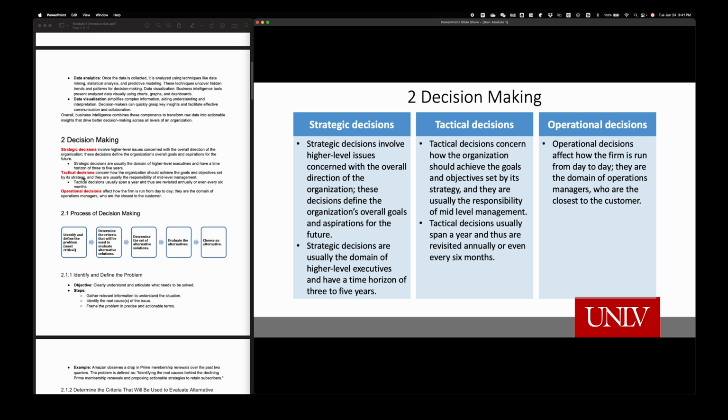Operational decisions affect how the firm is run from day to day. They are the domain of operations managers, who are the closest to the customers. An example could be an Amazon warehouse manager assigning staff to packing stations for today's shift based on the order volume and delivery deadlines.